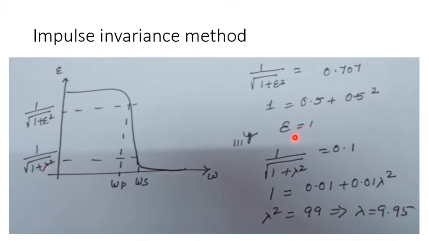Now you find the approximated value of epsilon. After substituting 0.707 and squaring on both sides, you find the epsilon value, which is equal to 1. Similarly, 1 over root of 1 plus lambda square is 0.1. So the lambda value is equal to 9.95. We got the epsilon value and we got the lambda value.